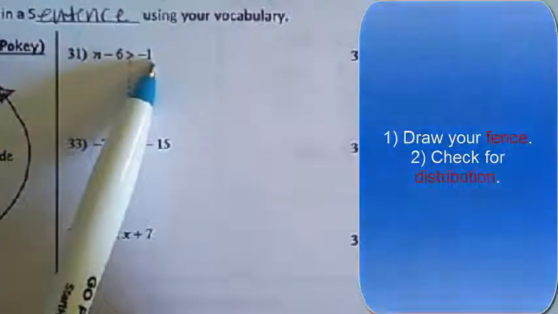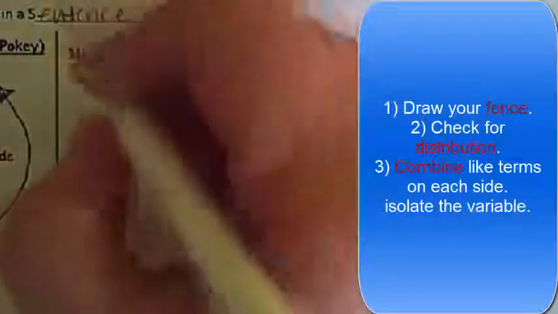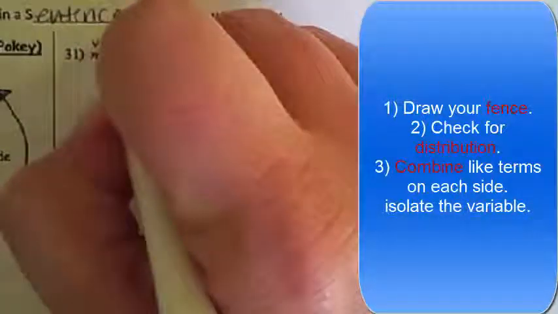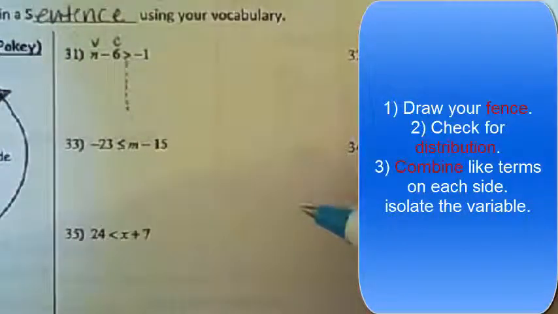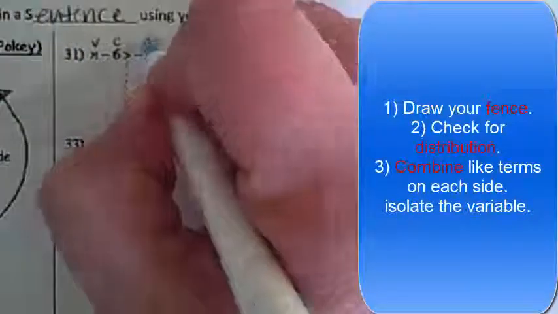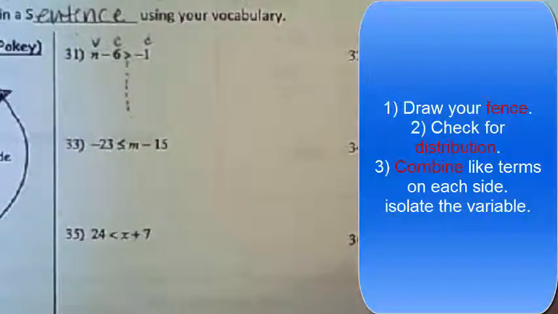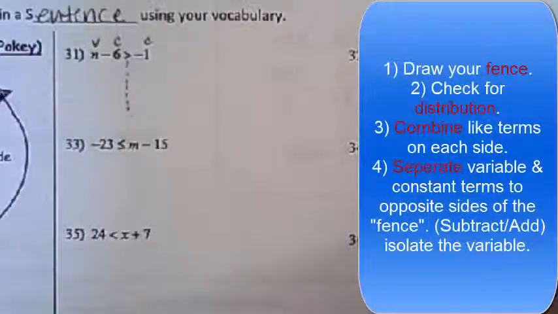Then you can combine like terms on the same side. Well, over here I have a variable term and a constant term. Can those be combined? No. On this side I have a constant term, and that can't be combined with anything, so I don't need to combine any like terms. Next, get your variables here, put your constants there.